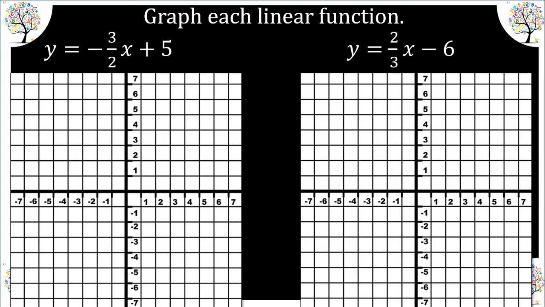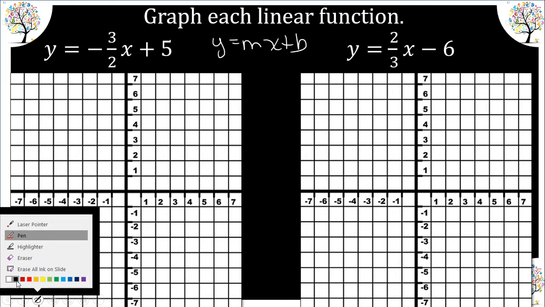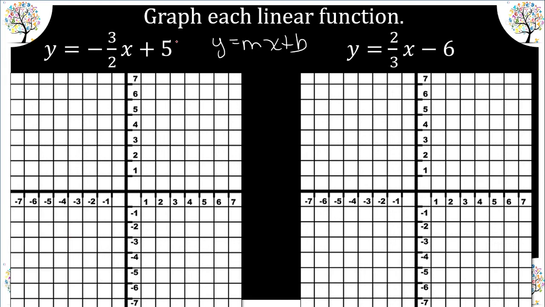Okay, now let's just take a look at some graphs and remember how to graph these. And remember, they need to be in slope-intercept form, which is y equals mx plus b. And in these two examples, they are. So we're going to just simply start and graph. Our y-intercept is 5, so 0, 5. Okay, 0, 5 is the y-intercept.